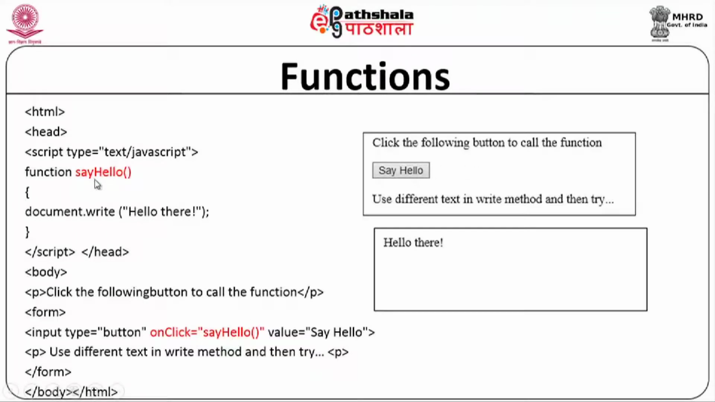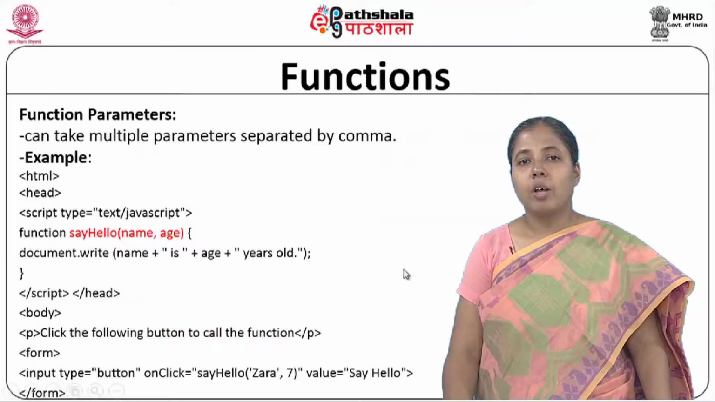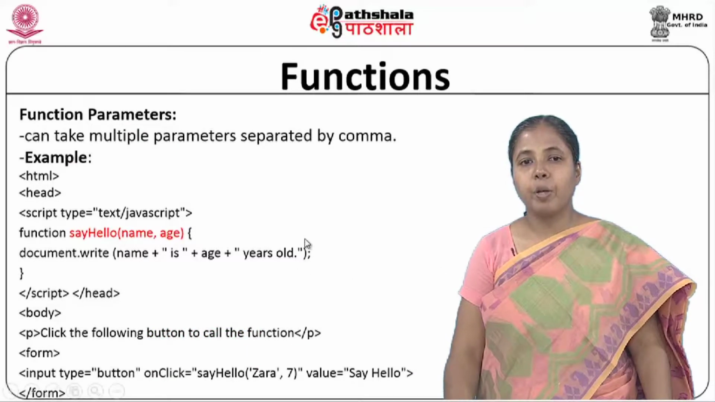So, say hello is a user defined function you have written, and this would be invoked when you click this button. So, this is what you try to make an action, and through that action you are calling the function. When you call the function, you try to print the message, the string called hello there. Now this function can also, as I told you, take parameters.